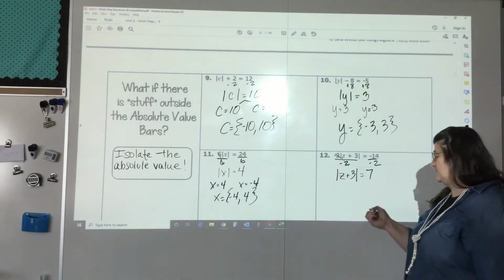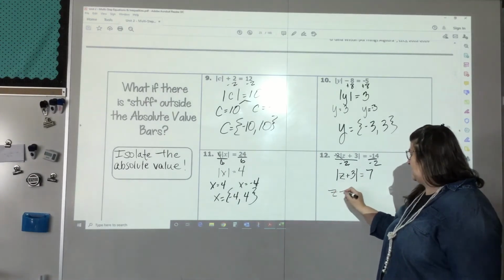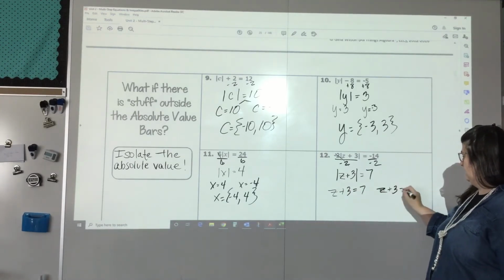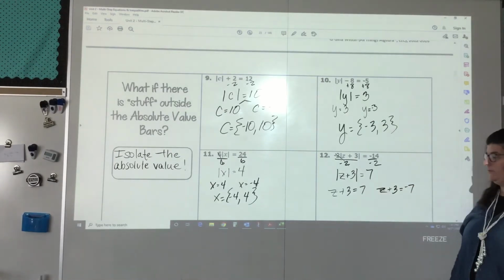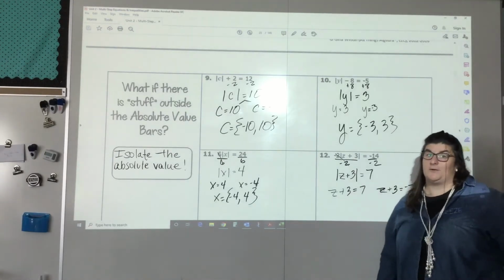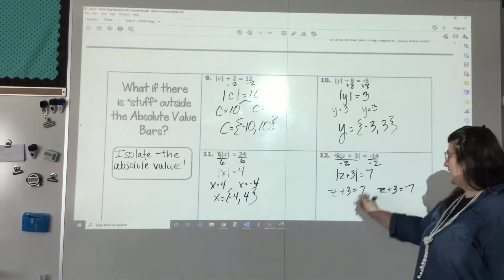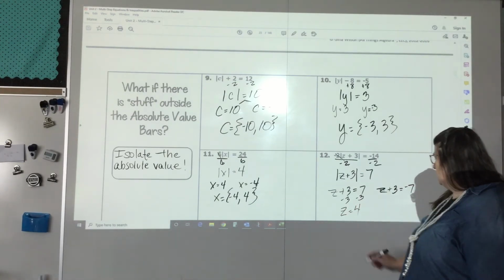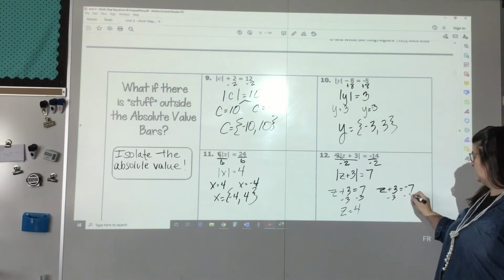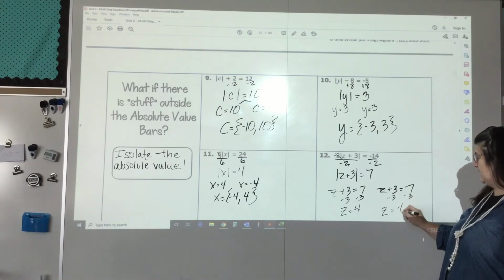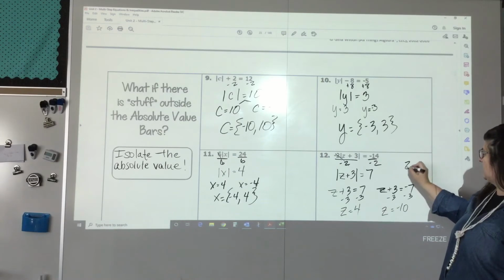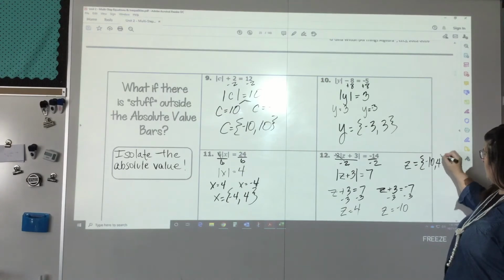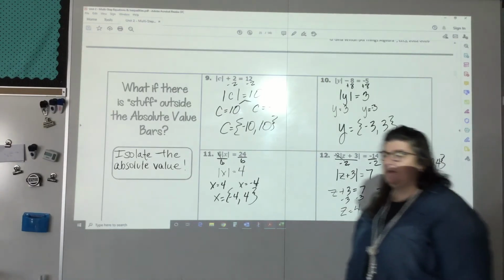Now I can take the absolute values off and set it equal to 7 and negative 7. I like to put a line through my z's. That way I know it's not a 2 and it's a z. So solving this one, I'm going to do the inverse operation and subtract. z equals 4. Inverse here, subtract. z equals negative 10. So my solution set for this one is negative 10, 4.